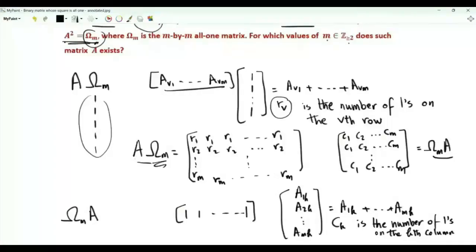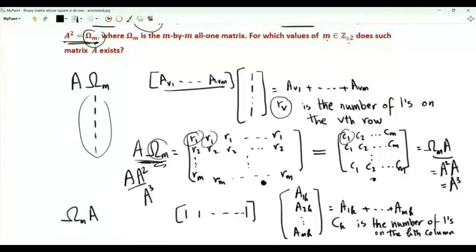Matrix A has a special property. Its square is the all-one matrix. This product is A. The all-one matrix is A squared. This product is A cubed. Omega m A is equal to A squared times A. This is also A cubed. This means that these two matrices are exactly equal.